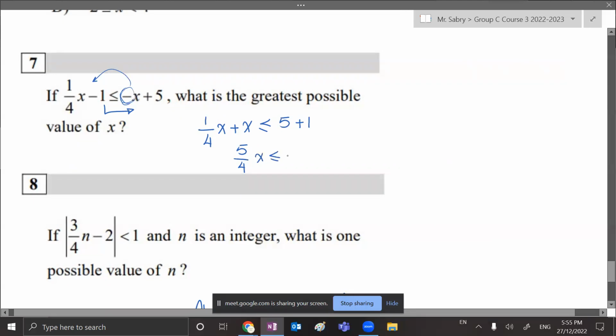x is less than or equals to 6. I'll move the 4 to the other side by multiplication. So 5x is less than or equals to 24. And then I'll move the 5 to the other side. So x is less than or equals to 24 divided by 5. Which means x is supposed to be less than or equals to, what's it called, 4 point something.